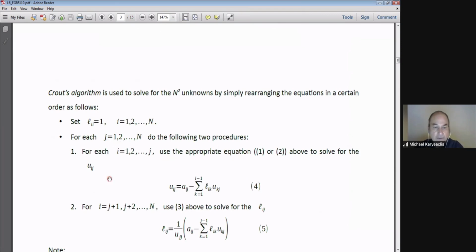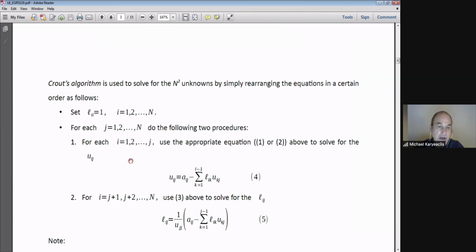So for each j, we do the following two procedures. We use the appropriate equation, 1 or 2, depending on where we are, to solve for the uij, and we have uij equal to aij minus this sum. The sum is from 1 to i minus 1. The diagonal term is not included because it's in here. This is the diagonal term, and so we get that uij from this.